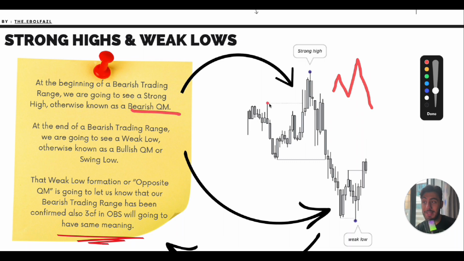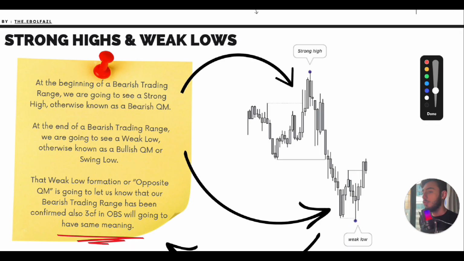So take a look. Stop hunt and a break of market structure to the downside. So a strong high forms. That's it. How easy is that to understand? It's like this. That's it. Okay. Then, at the end of the bearish trading range, we are going to see a weak low, otherwise known as a bearish QM or swing low.